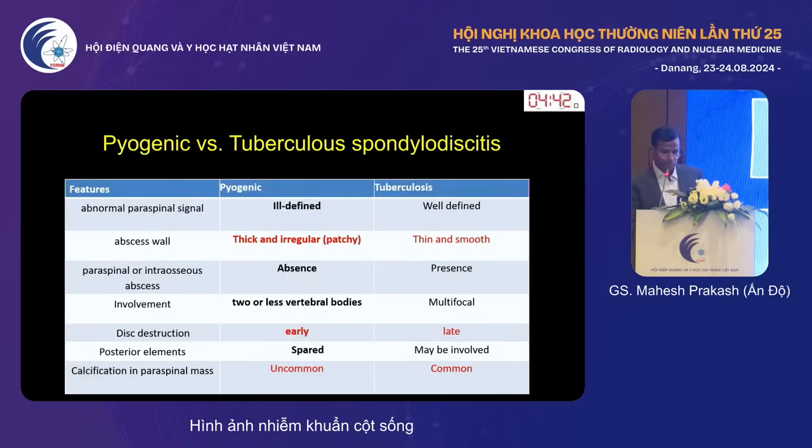These are some of the features to differentiate TB and the pyogenic group. We have already described that the abscess wall is thick and irregular in pyogenic infection, while a thin and smooth wall is usually seen in tuberculosis. Disc destruction is earlier in the pyogenic group and later in tuberculosis. If you find calcification in the inflammatory tissue, it is more likely tuberculosis. If you can remember 2 or 3 points to differentiate, that helps. Obviously all these features may not be available in every examination, but if you find these changes, then you can say we are probably dealing with tuberculosis.